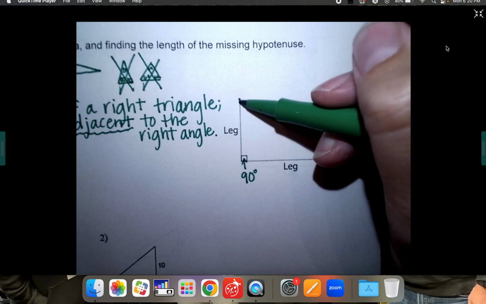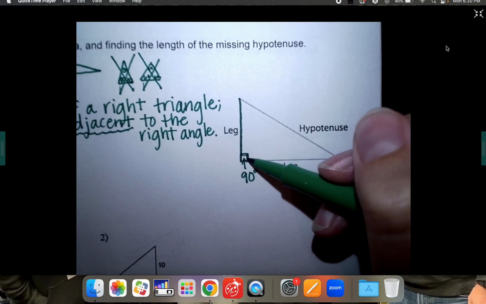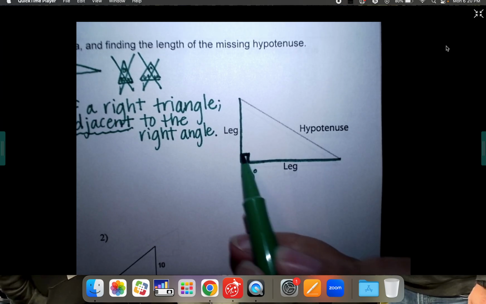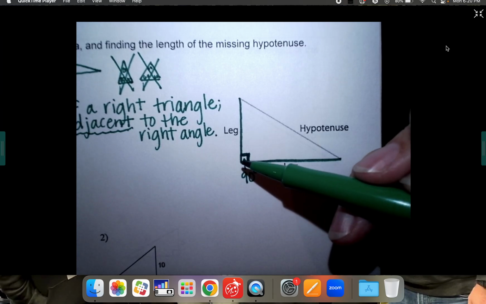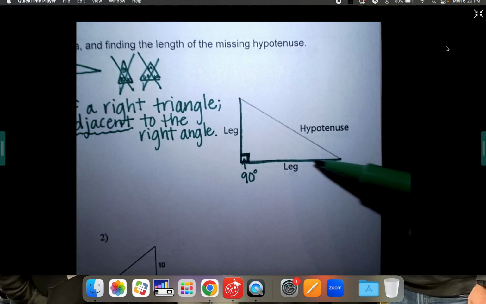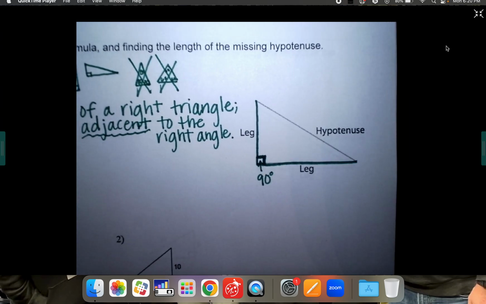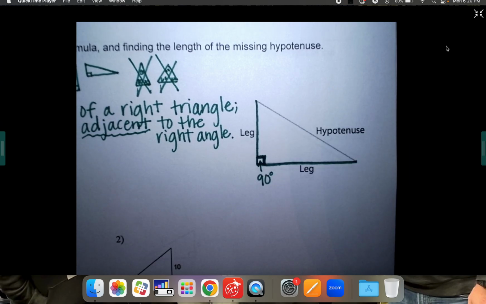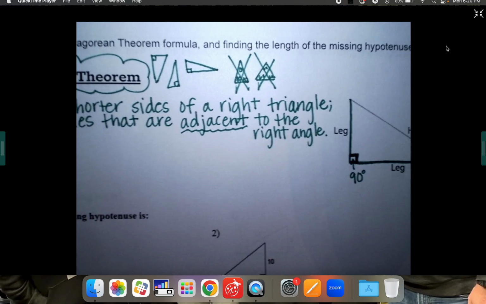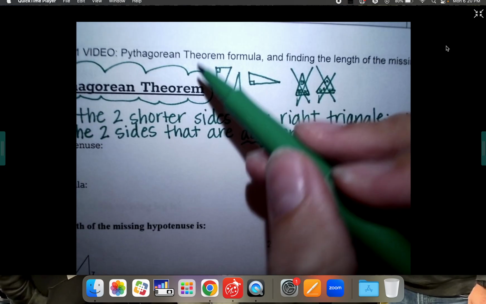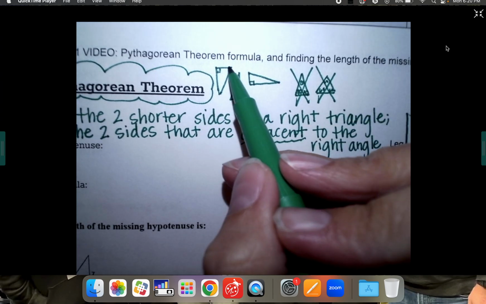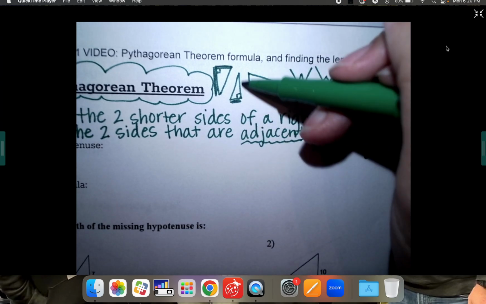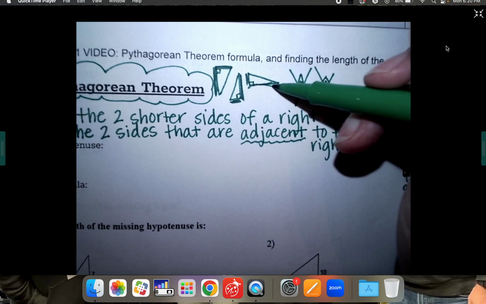So what you can see here is this is a leg, and look at what it does. It touches the 90-degree angle. This is the other leg. It also touches the 90-degree angle. So these two legs are adjacent, meaning they meet, they make up the right angle. They touch the right angle. So those are adjacent to the right angle, and they are the two shorter sides. Like in my three little weird pictures I drew up here, this would be a leg and this would be a leg because it makes up the right angle. This would be a leg and this would be a leg. This would be a leg and this would be a leg.